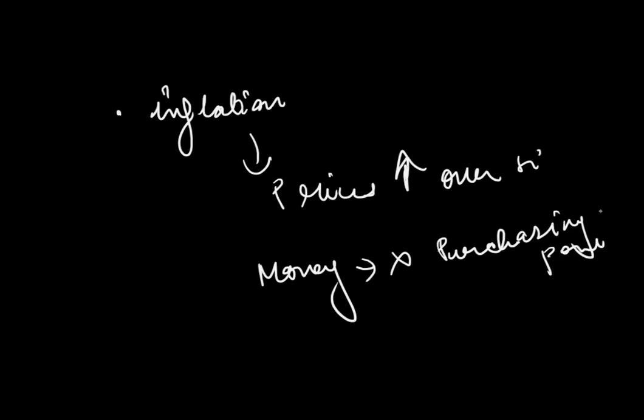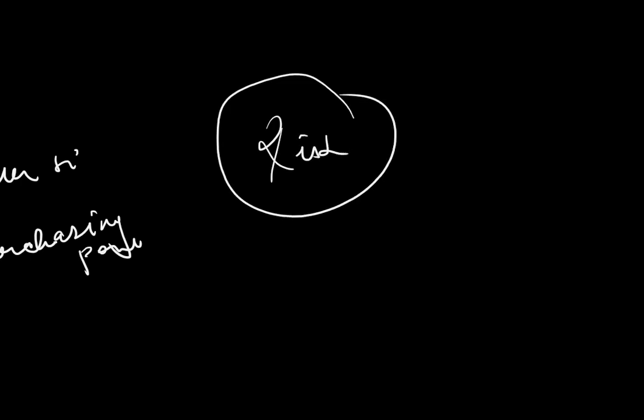Reason number 3 is risk. Suppose someone promises that I will give you 1 lakh after 5 years. Can you be 100% certain? No, right? The company may fail or the economy may change. So there is always uncertainty. Basically, if you're receiving 1 lakh today, then that is certain, right?